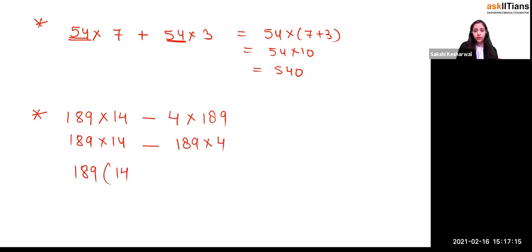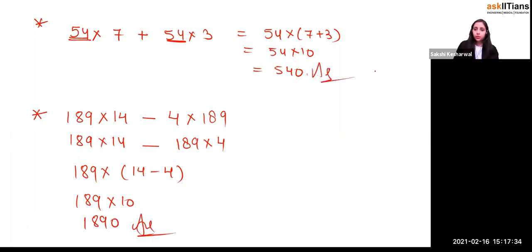So this will be what, beta? Into, if you're not using the multiply also, you can directly write the bracket, right? So this is equals to how much, beta? Into 14 minus 4, right? So this is equals to what, beta? 189 into 10, which is equals to what? 1890. That's your answer, right? This is the way we should have been doing the question, right?